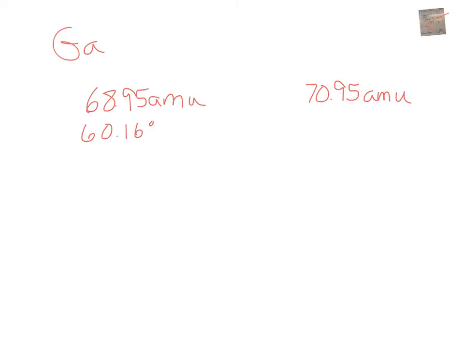So we have gallium, and it says that there's 68.95 AMUs for one isotope, and 70.95 AMUs for the other isotope. And then it says their abundances are 60.16% for the first kind, and 39.84% for the second kind. Now, if it was 50% and 50%, you could just average those numbers.